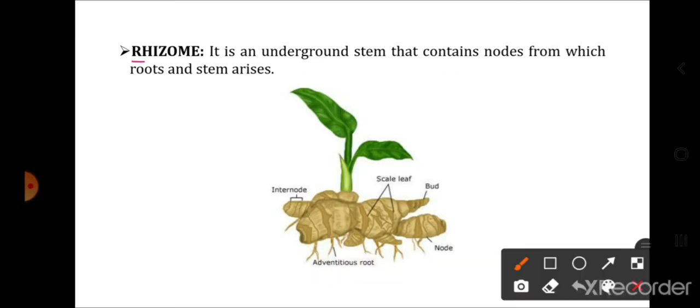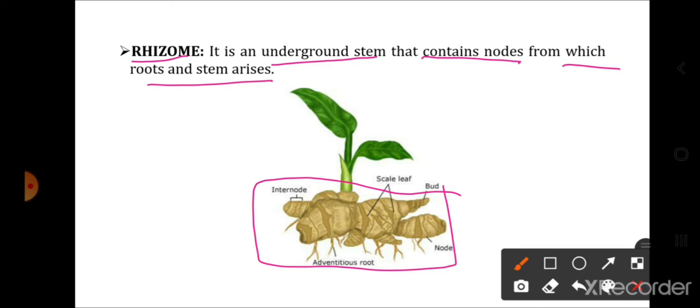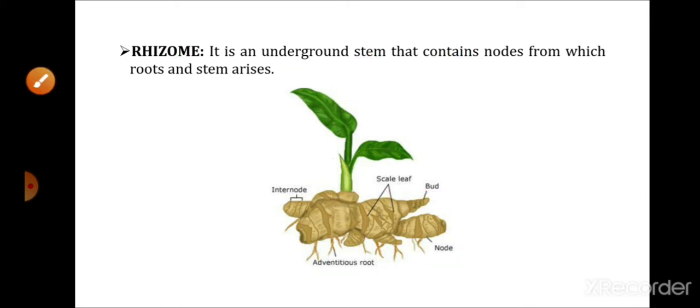Now next one is rhizome. So what is a rhizome? It is an underground stem which contains nodes and from which arise the stem and root. See students, this is the rhizome of ginger. Basically, whatever ginger we eat, it is an underground stem. Being a stem, it contains the nodes, and from the node arises the shoot system as well as the root system. So this is how the rhizome is involved in the formation of a new plant.